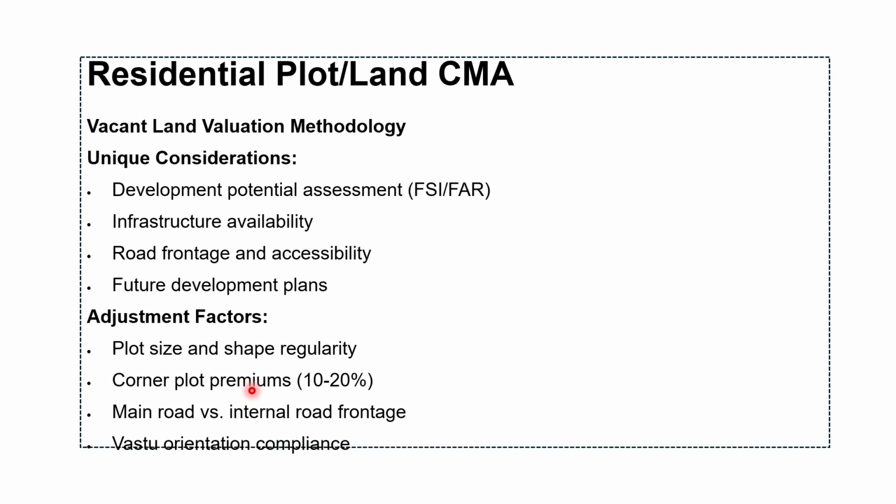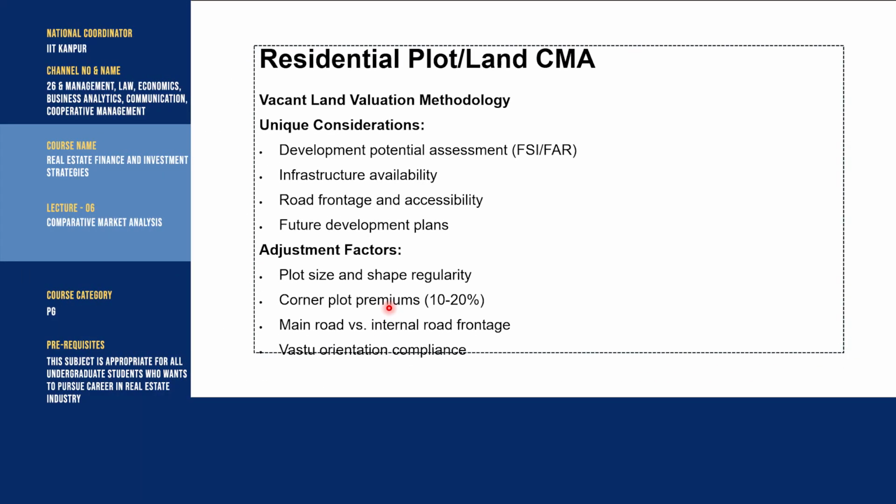Infrastructure availability significantly impacts land values. Properties with existing connections to water supply, electrical system, sewage treatment, and road access command substantial premium over properties requiring infrastructure development. And then future development plans and master planning considerations affect land values through anticipated infrastructure improvement and zoning changes. Property positioned to benefit from planned metro lines, highway construction or commercial development may command premium based on expected future benefits.